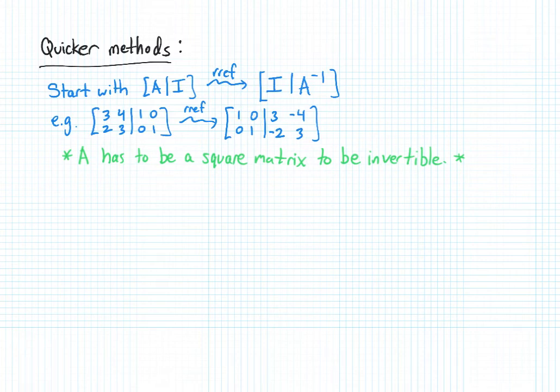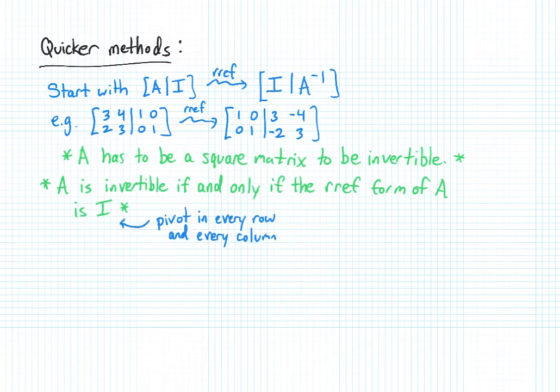It's definitely not invertible. But then on the other hand, being a square matrix is not enough to know that the matrix is invertible. The actual condition that needs to be true in order for this process to work is that the reduced echelon form of A needs to actually be the identity matrix, which occurs exactly when there's a pivot in every row and in every column.